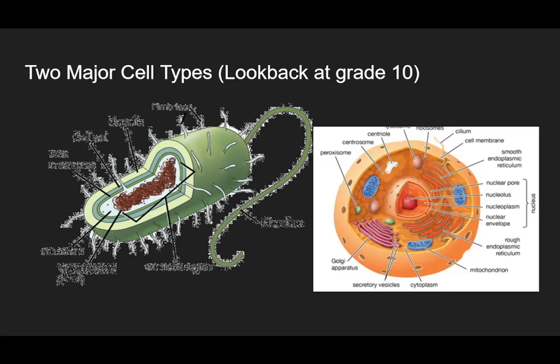Now, 2 major cell types that we kind of look back on from grade 10. In grade 10 you mainly focused on this. You had to remember the ribosomes and the cytoplasm and all of that. And then you barely looked into this. And I know all of these words are fuzzy. I intended that because now it looks like an actual bacteria.